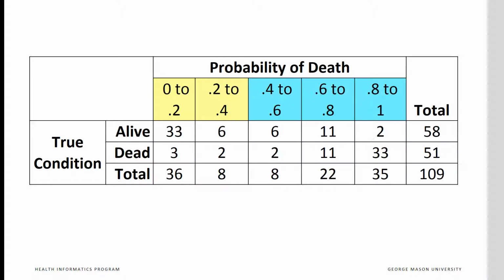For example, if we select a cutoff level of 0.4, then probabilities below this are predicted to live, and probabilities above it are predicted to die. Probability levels below 0.4 are shown in yellow, and above the cutoff of 0.4, the probability levels are shown in blue. There are 33 plus 6, or a total of 39 persons who are predicted to live who actually do live.